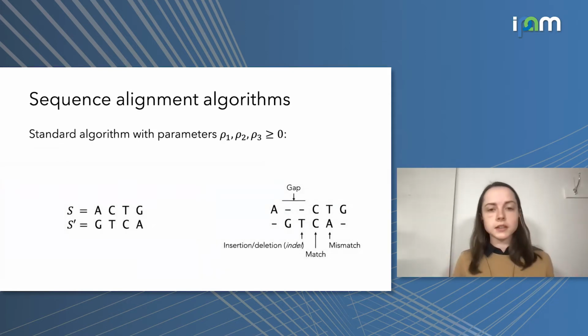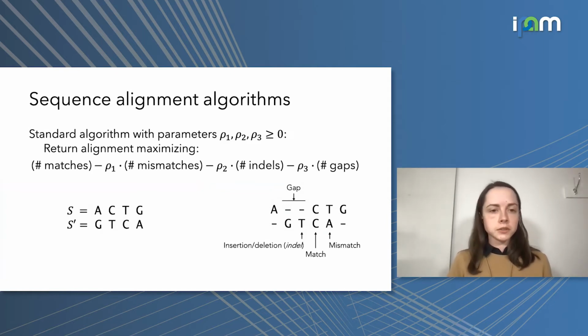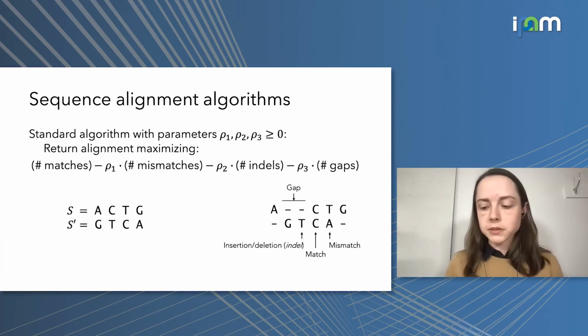So here's a standard dynamic programming algorithm for this combinatorial problem, which is defined by these three tunable parameters, rho one, rho two, and rho three. So we use dynamic programming to find an alignment which maximizes this parameterized objective function, which is the number of matches minus rho one times the number of mismatches minus rho two times the number of indels minus rho three times the number of gaps.